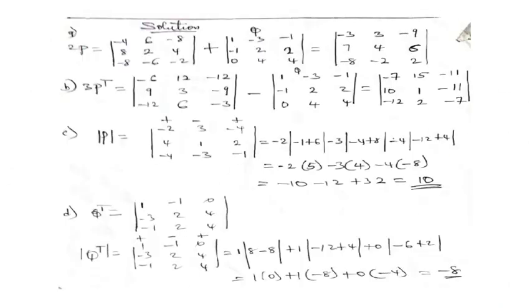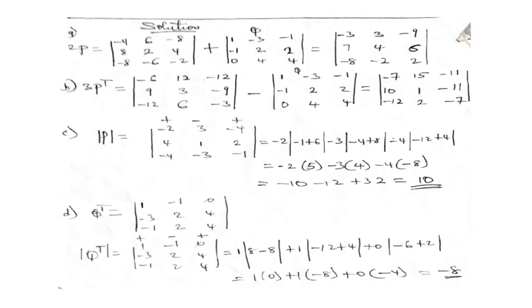2P equals minus 4, 8, minus 8, 6, 2, minus 6, minus 8, 4, minus 2. So when you add both, we have minus 3, 7, minus 8, 3, 4, minus 2, minus 9, 6, minus 1. That is 2P plus Q. B, 3P transpose. 3P transpose is equal to minus 6, 9, minus 12, 12, 3, 6, minus 12, minus 9, minus 3. When we subtract Q from it, we have minus 7, 10, minus 12, 15, 1, 2, 0, minus 11, minus 4.